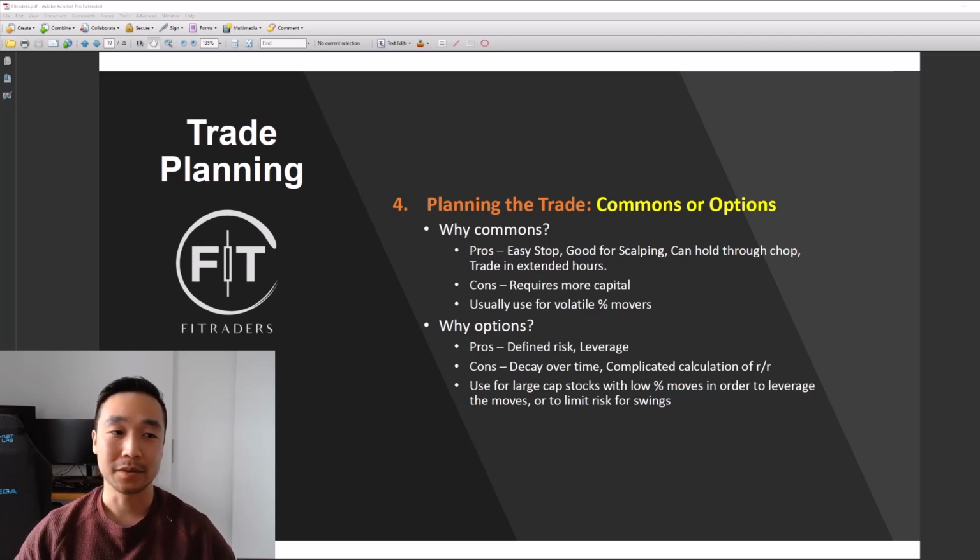But why wouldn't you want to use commons? And this is what I was explaining earlier in the video: you might not have the amount of capital to maximize the move on a certain stock. So let's say Apple, which moves 1 to 2% on a good day, is in a really tight pattern, you've got a high conviction that it's going to move one way and you want to take advantage of it.